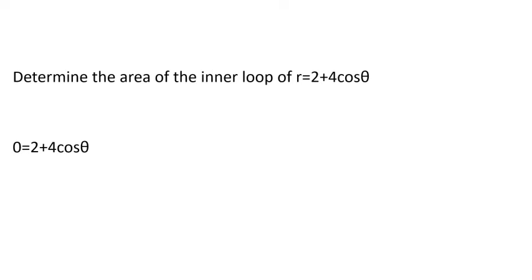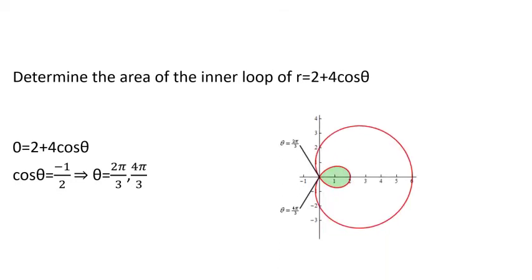To find theta, we need to set 0 equal to 2 plus 4 cos theta. And so we know that cos theta equals minus 1 over 2, and theta equals 2 pi per 3 and 4 pi per 3. This is the graph of r equals 2 plus 4 cos theta, with this point at 2 pi per 3 and this point at 4 pi per 3.